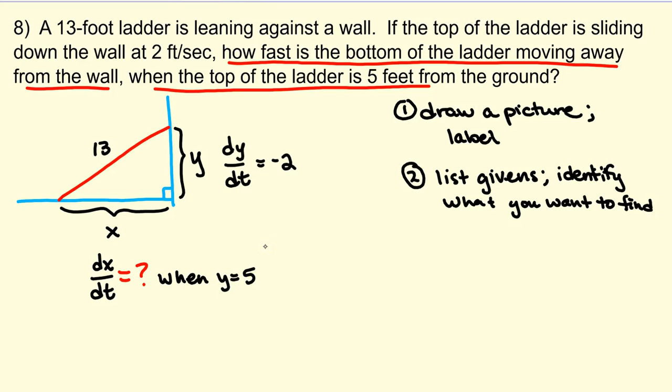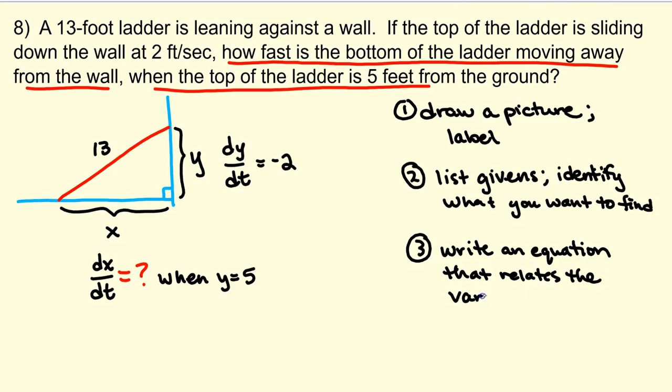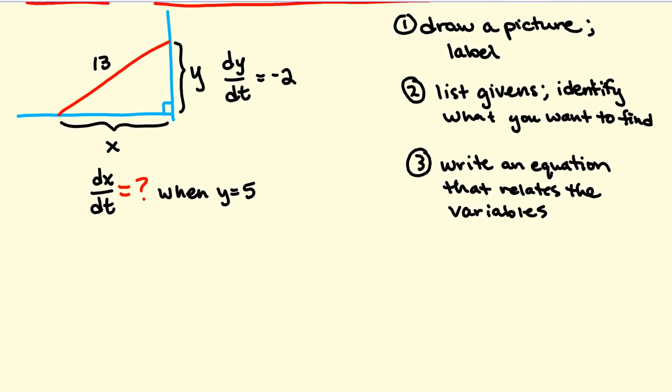Okay. So after we've drawn the picture, labeled it, and identified what we know and what we need to know, the next thing we do is we need to relate the variables. So we write an equation that relates the variables. This is where your knowledge of geometry comes in. You're looking at this and you're saying, it's a right triangle. I know the Pythagorean Theorem relates the side lengths of a right triangle. So we have x squared plus y squared equals 13 squared.